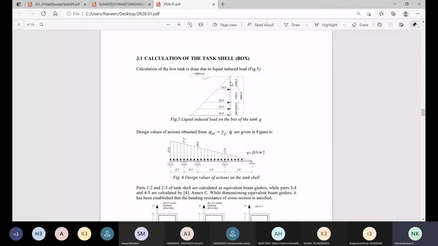After 1 meter from the top, the liquid load is there. At 2 meters, this is the intensity at 2 meters, the intensity is 20 kilonewton per meter cube. Similarly, at the next level the intensity is 25 kilonewton per meter cube, and at 3 meters, at the bottom, which is the overall height of the water tank, 3 meters only, the maximum load acts towards the bottom portion of the water tank.